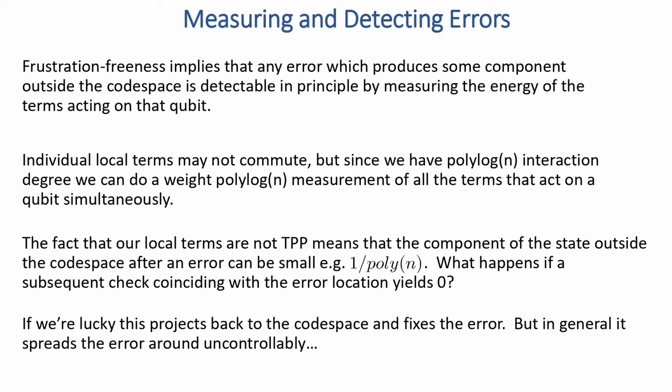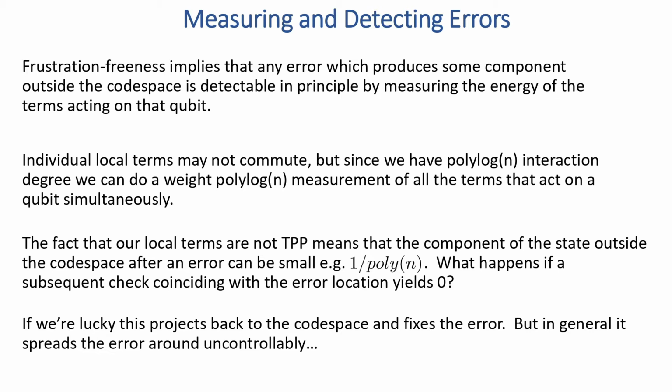Okay, great. So this frustration-freeness means that any error that produces some component outside the code space is detectable in principle by measuring the energy of the local terms acting on that qubit, because you should be in the ground space of all those local terms. Now those local terms do not necessarily commute, but since we have polylogarithmic interaction degree, this is just one thing you could do: you could do a weight polylog n measurement of all the terms that act on a particular qubit simultaneously. And if there's an error on that qubit, then there must be some non-zero energy with respect to all those terms.